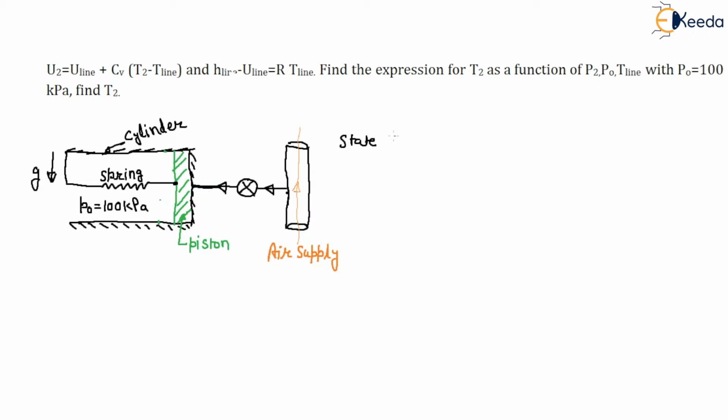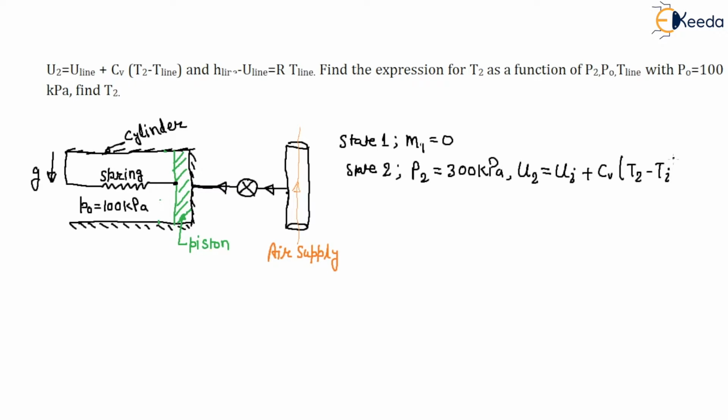State 1: initially it is empty, so there is no mass, M1 equal to 0. Now state 2, the final state. P2 is given as 300 kilopascal. And U2, the final internal energy, is given as Ui plus Cv times (T2 minus Ti), right?